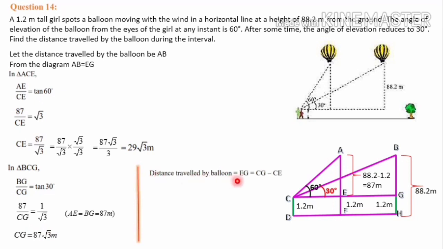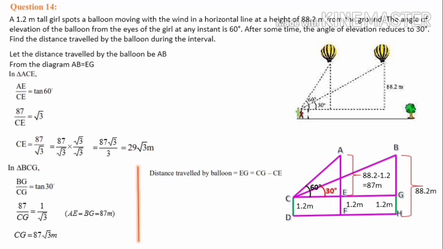The distance traveled by the balloon is EG. Actually the position of the balloon at first is A and at last it came to B. So AB is the distance required, but AB and EG are the same. So EG we can calculate.